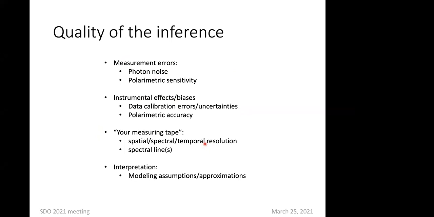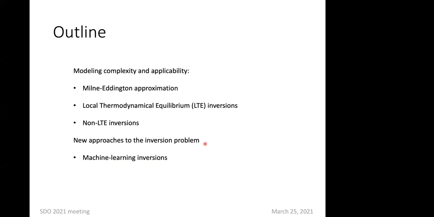But lastly, and what I really want to get to today, is it also depends on the modeling assumptions or the approximations underlying your interpretation of your observations. So let me get into this. This is the outline for the rest of my talk, and I'll just be showcasing, through a tiny handful of works that I'm going to use as examples, different magnetic field diagnostics made with different types of spectral line inversion codes.